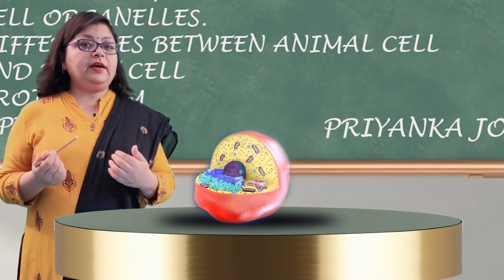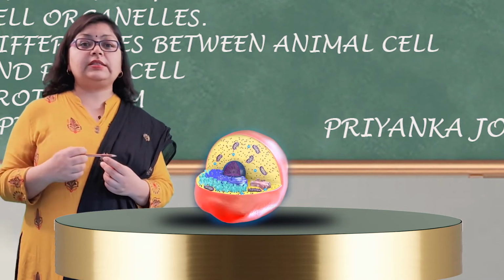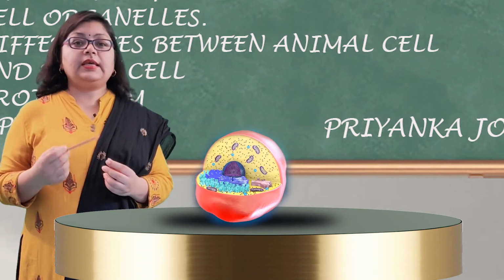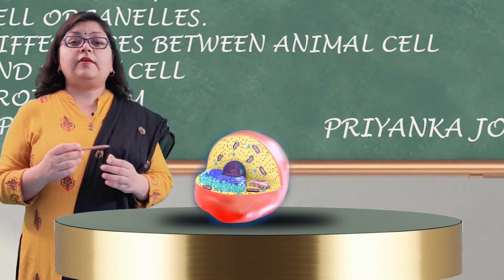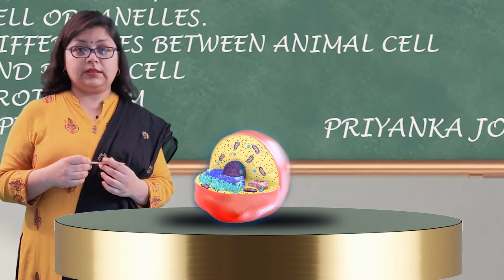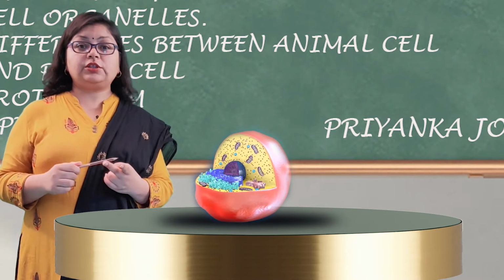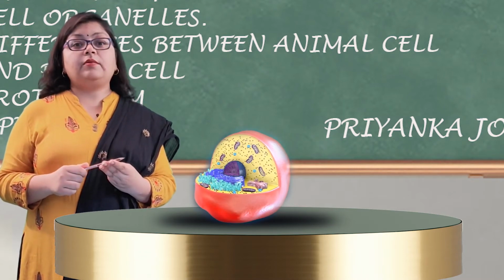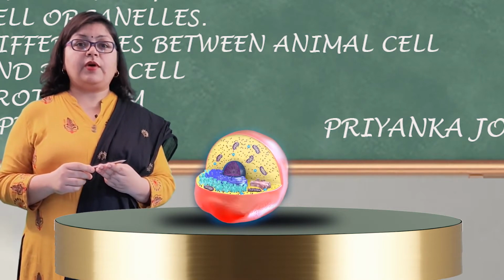Like our body has different organs and they perform different tasks for us, they have a particular shape. Same way the cell has different organelles present inside, which are known as little organs. They also have a definite shape, a definite structure and a definite function to perform. So let's talk about them one by one.